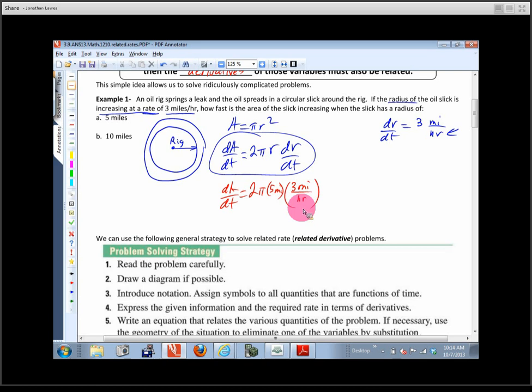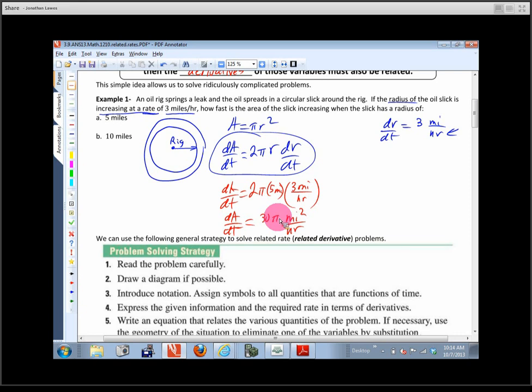Okay, if I do the math on that, I get dA/dt equals, well, let's see, this is going to be 10 pi times 3, so this is going to be 30 pi, and look at the units, miles squared per hour. So when this is 5 miles in radius, I'm adding somewhere a little bit less than 100 square miles every hour.